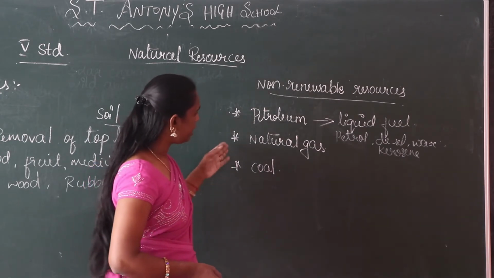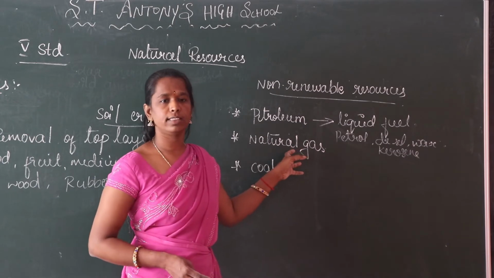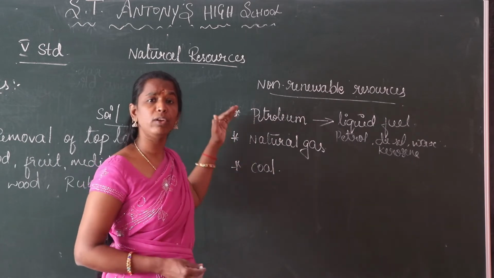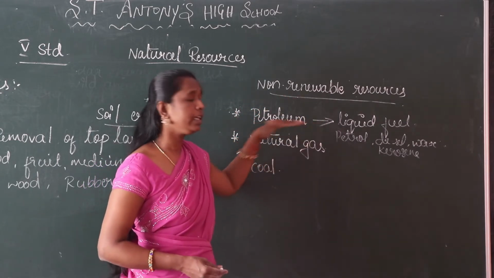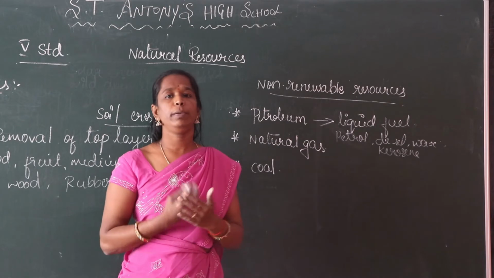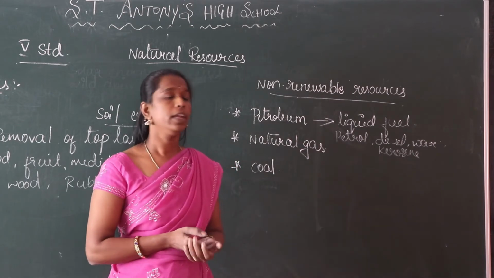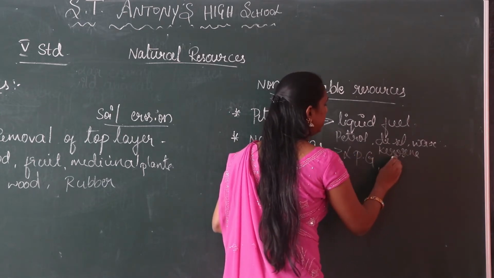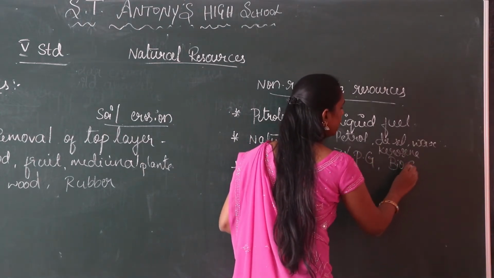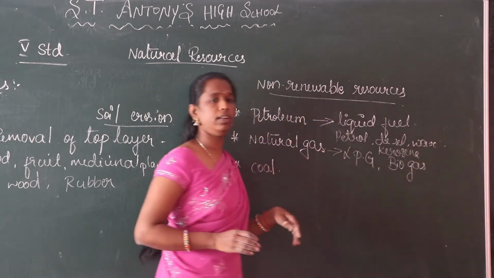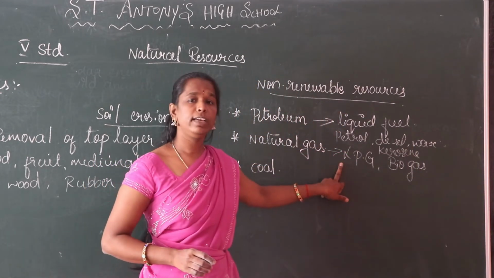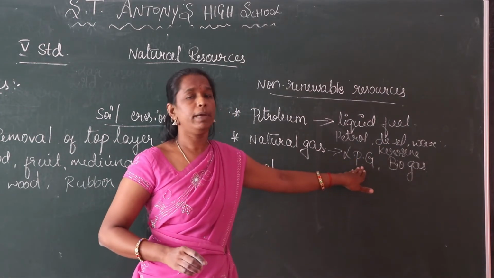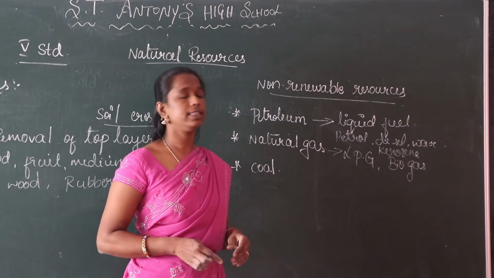And next one is natural gas. Natural gas is also one of the products of the petroleum. Liquid petroleum products are done. Next, gaseous petroleum is what we call LPG. We use LPG, that is called liquid petroleum gas. Liquid petroleum gas and also biogas. So these are called natural gases. LPG, liquid petroleum gas, is used for cooking purposes. You have seen at home that we use liquid petroleum gas.